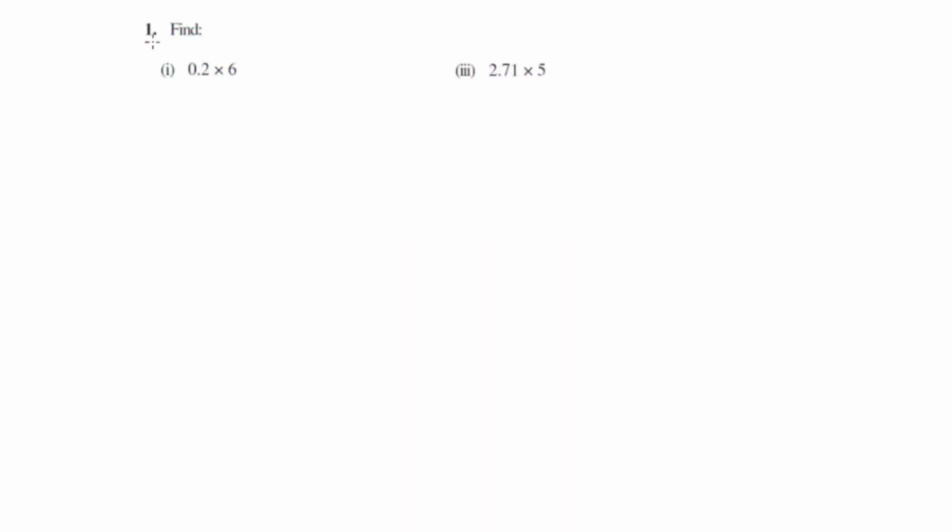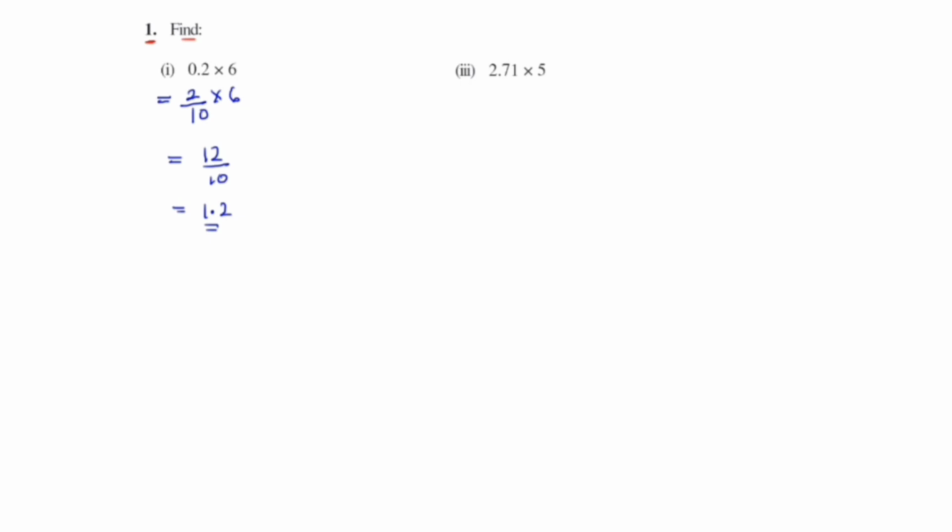In this question, we have to find the product of two numbers. If you see, in the first part we have one decimal number and one whole number. So, converting the decimal number into a fraction, what can we write? 2 over 10 multiplied by 6, right? Now, the product of 2 and 6 is 12 over 10. Now we have to convert into decimal. Since we have one 0, 1.2 is our answer. This is how we will do this question.